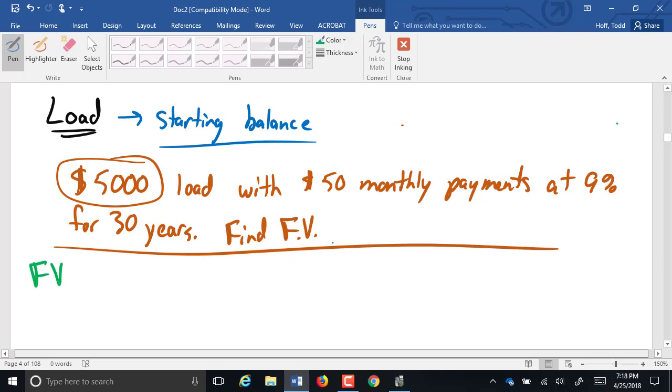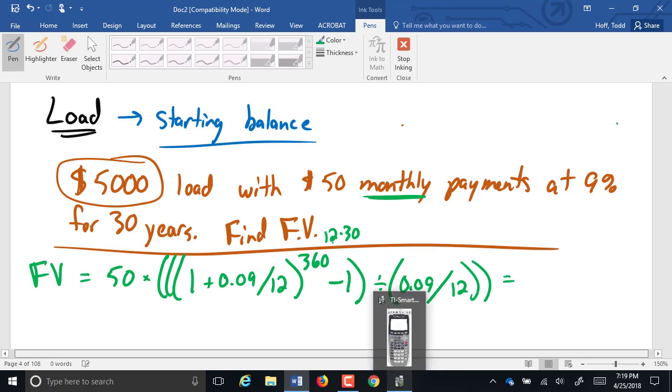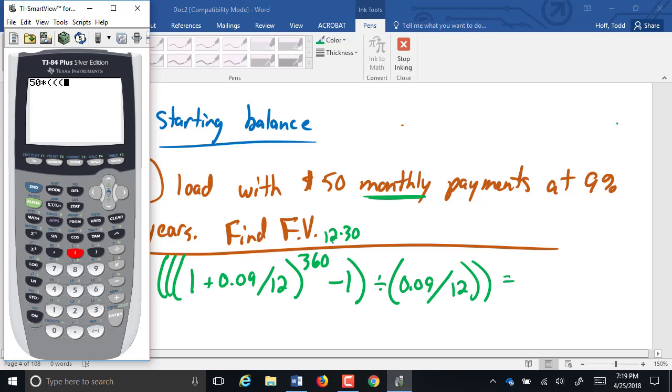This calculation occurs in two separate calculations. We start out with the future value of the payments. That's $50 times open parentheses, 1 plus 0.09, this is monthly so divided by 12, close, to the power of 12 times 30, which is 360, minus 1, close, divided by, open, 0.09 divided by 12, close and close. That's the payments. $91,537.17.